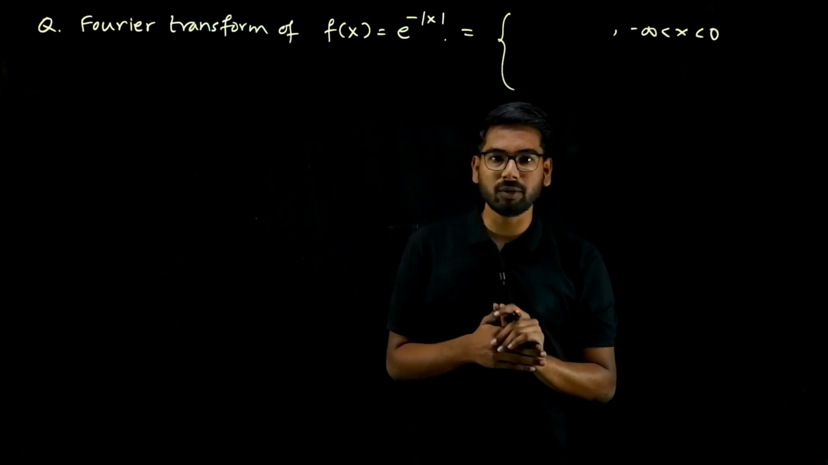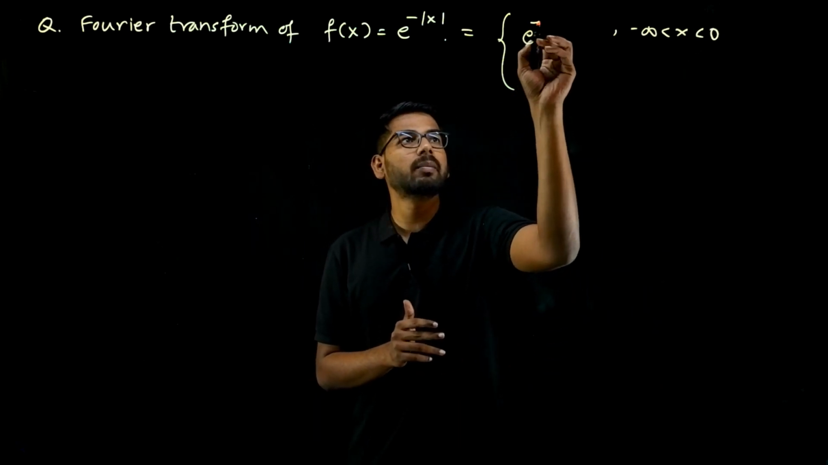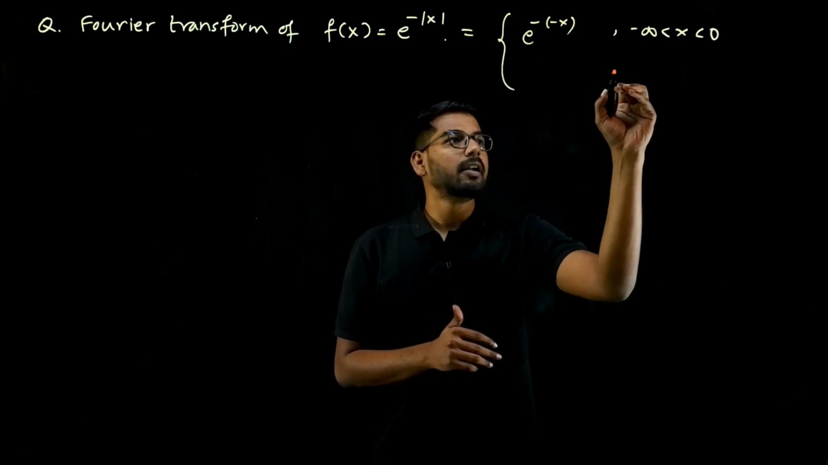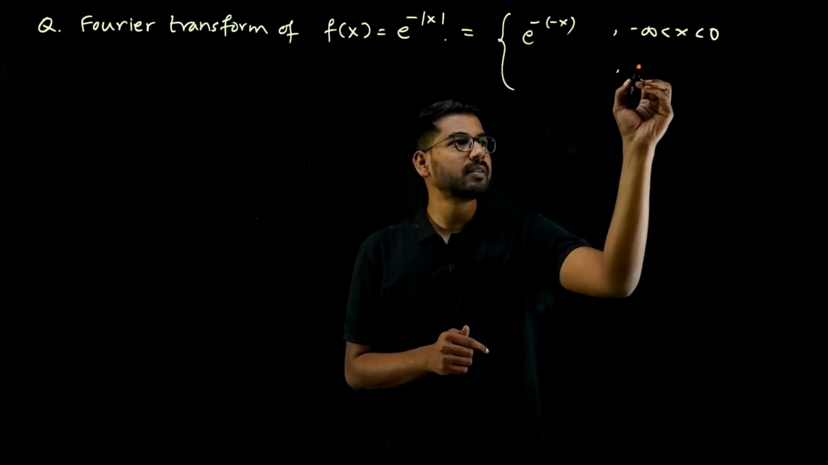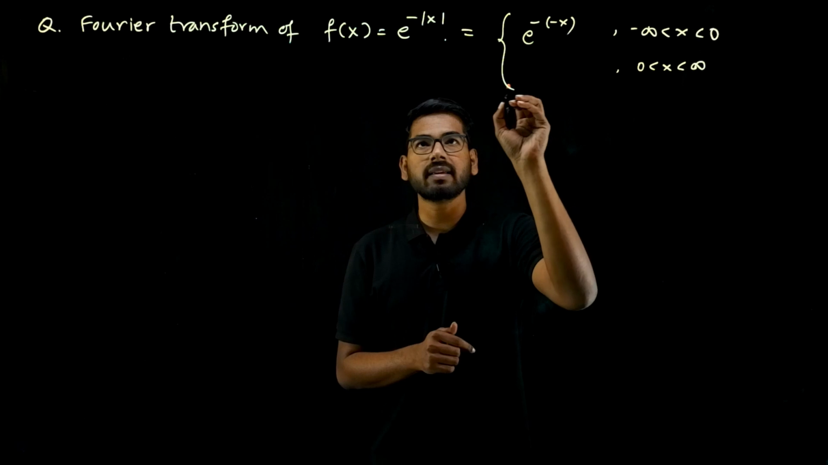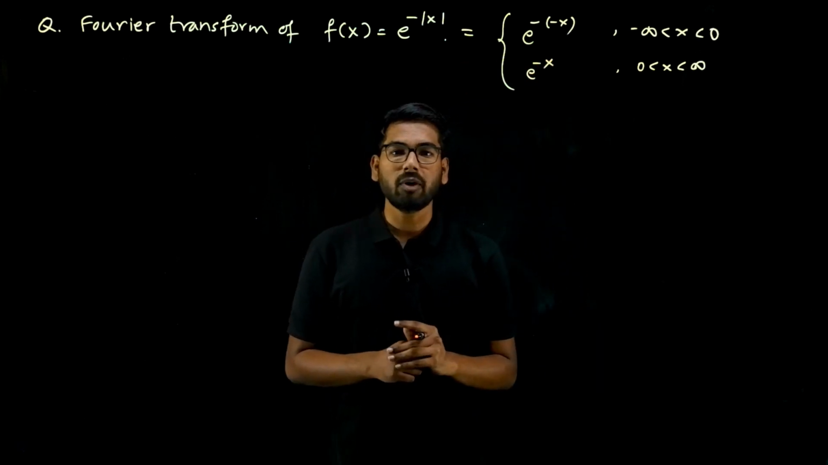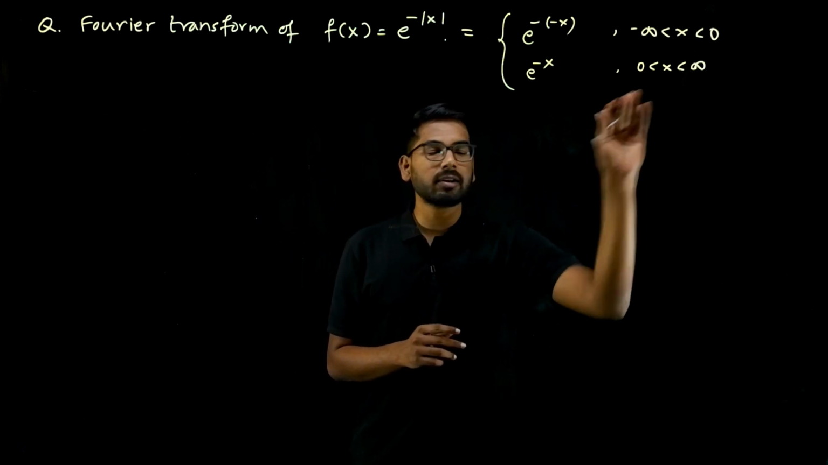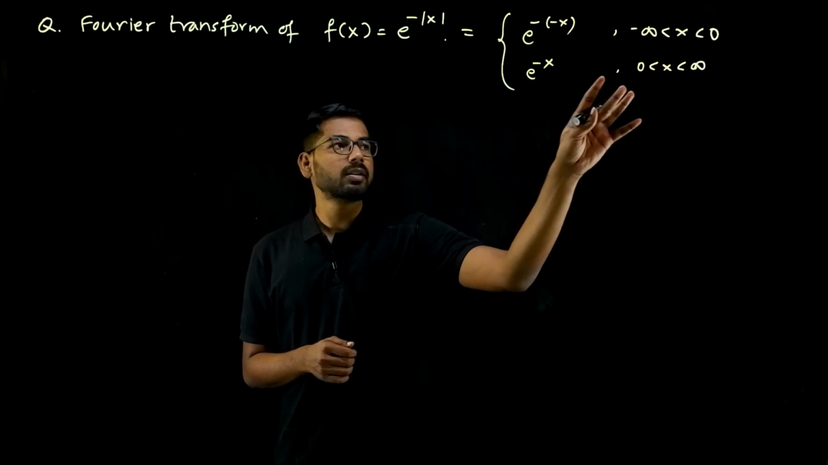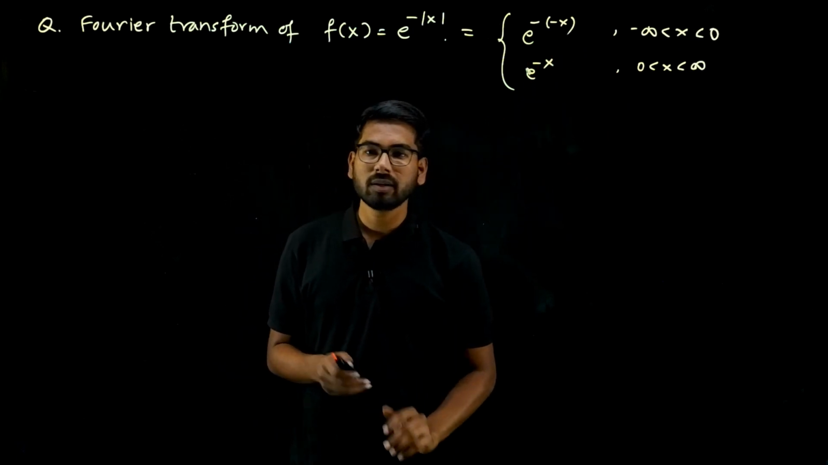For all the values of x less than 0, mod x is minus x. So in place of mod x I substitute minus x and I get e power x. For all the values of x greater than 0, that is 0 less than x less than infinity, mod x is plus x, so e power minus mod x means e power minus x. The function will be e power minus x for all the values of x greater than 0. Only after writing f of x in this manner should we go for the Fourier transform.